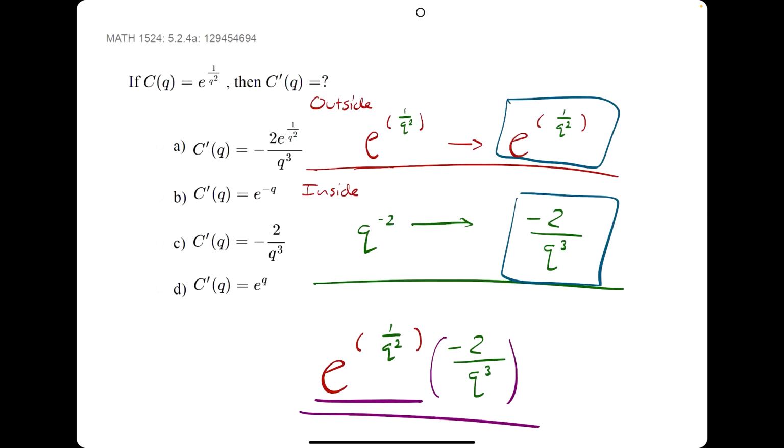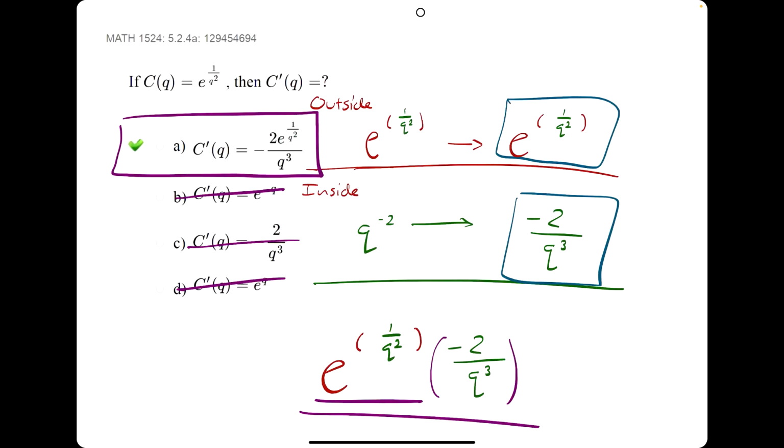We must see this e to the 1 over q squared in our answer. We do not see that here, here, or here. Therefore, that leaves A to be our answer. We see -2, we see q to the 3rd, and of course we see our e term. And so A is our answer.